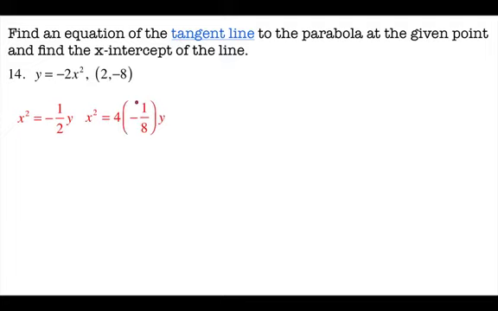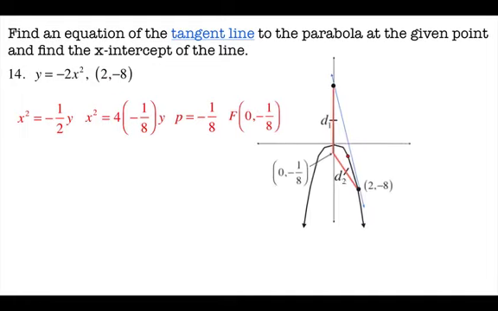4 times p is equal to -1/2, and p is negative 1/8, which gives me my focus. And again, it's opening down, so the p is negative. Now I should be able to find the coordinate value of the focus, which is this. Now I'm going to sketch all this information, the parabola, this point, the focus, and have the following picture. Just like on number 13, my goal is to find the coordinate value of this point.